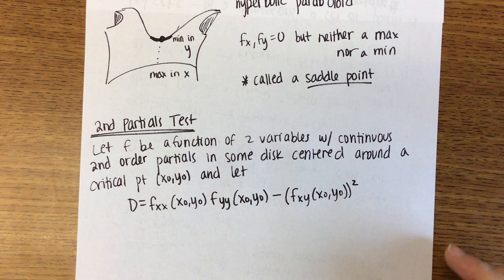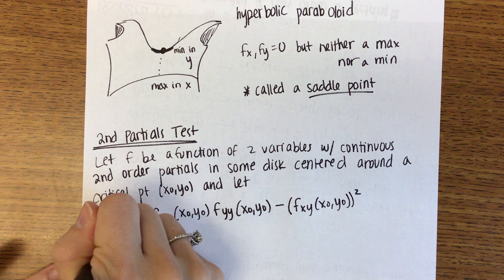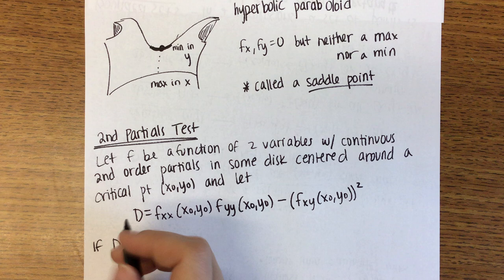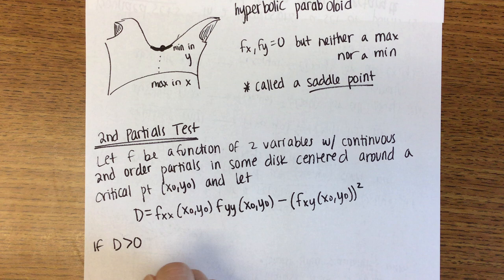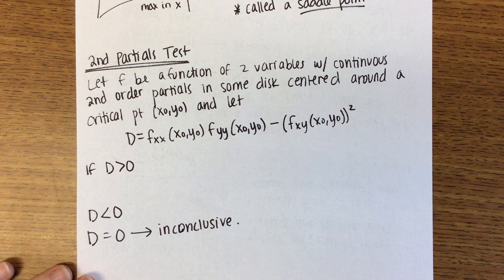Okay, there's going to be three cases. If D is greater than 0, that tells you something. If D is less than 0, that tells you something. If D is equal to 0, the test is inconclusive, similar to the second derivative test. We don't have any other tests, though. So you need to know that if we get D equals 0, it's inconclusive. I'm not going to give you any problems like that because we don't have another test to use.